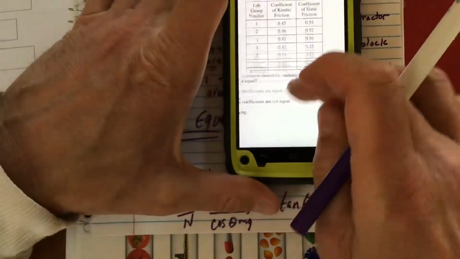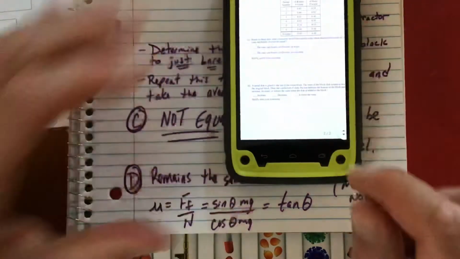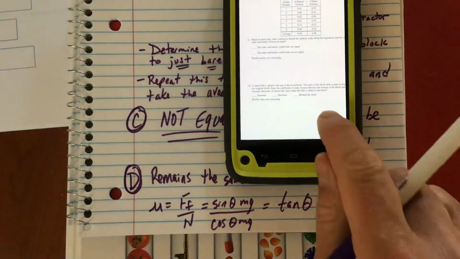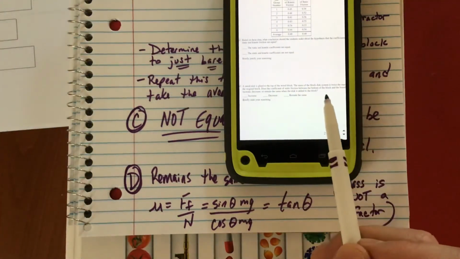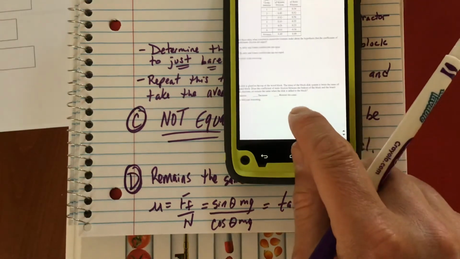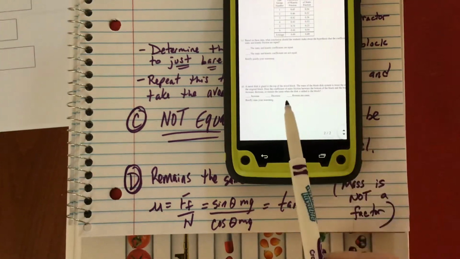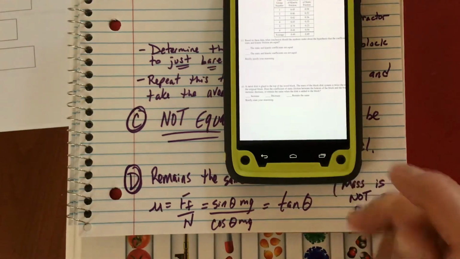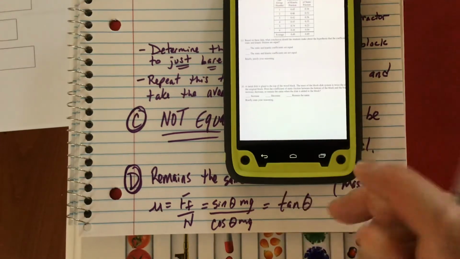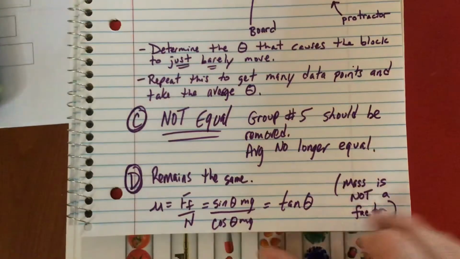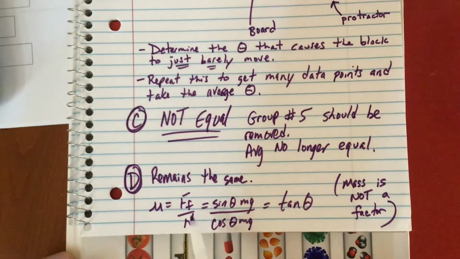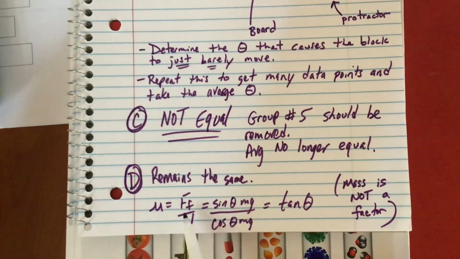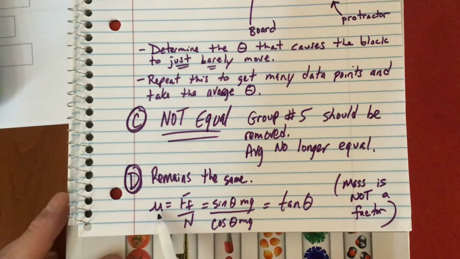And then for D, it says a metal disc is glued to the top of the wood block. The mass of the block-disc system is twice that of the block. Does the coefficient of static friction between the block and the board change, increase, decrease, or remain the same? I said remains the same. And the reason why I said remains the same is because what I said prior, the coefficient of friction is the ratio of the force of friction to the normal. So if you're going to change the mass, you're changing both of these.